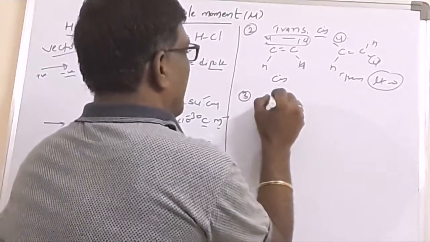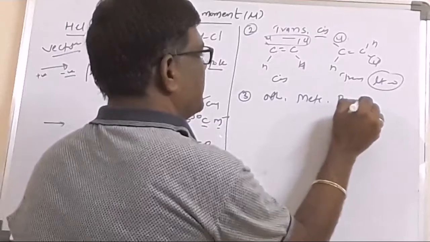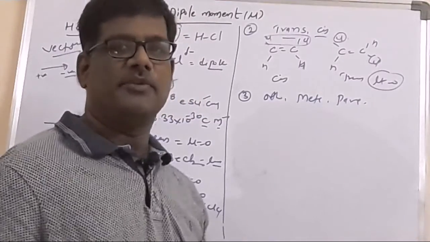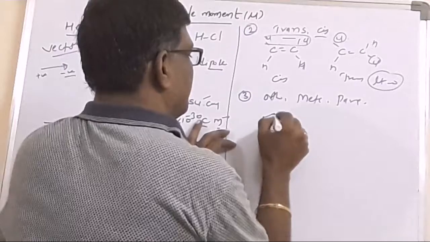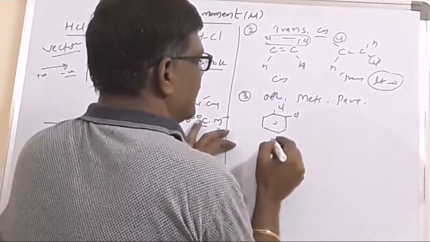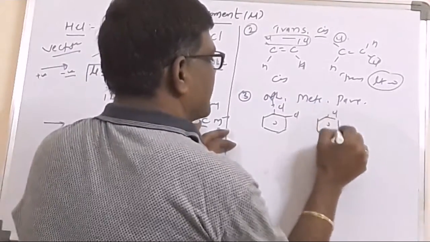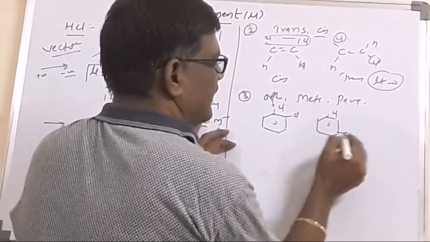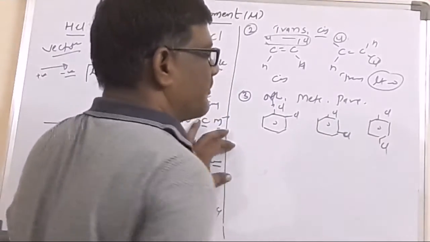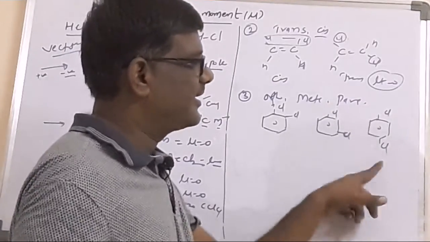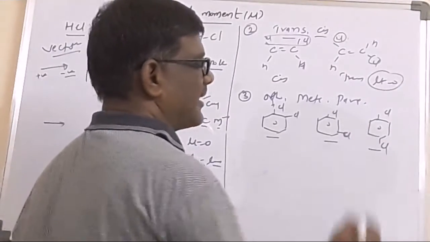Number 3, ortho, meta, para compounds in organic chemistry. What is ortho? Let us take benzene with chlorine, and this position is called the ortho compound. This chlorine position is called meta. It is the same compound, the difference is only the position of the chlorine. And when they are quite opposite, it is called para. Ortho compound, meta compound, para compound.